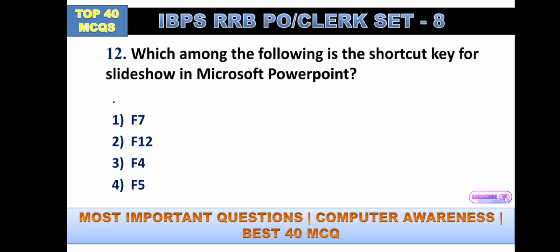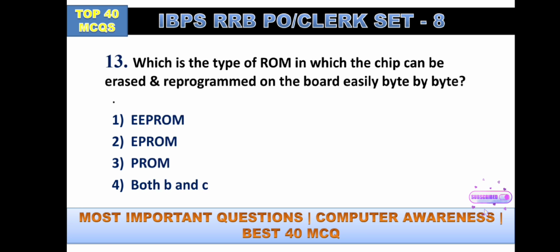Okay, see, which among the following is the shortcut key for slideshow in Microsoft PowerPoint? So for slideshow in Microsoft PowerPoint we press F5. Okay, and another thing we do with the F5 for refresh. Okay, for refresh also used F5. See, which is the type of the ROM in which the chip can be erased and reprogrammed on the board easily byte by byte? So it is EEPROM.